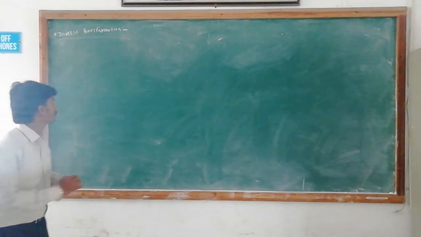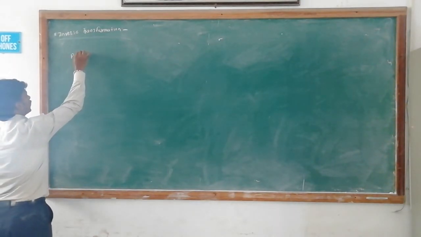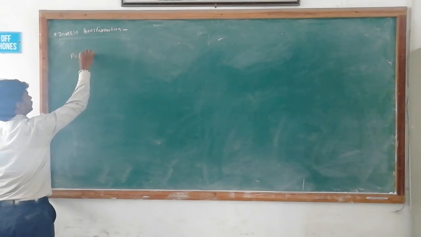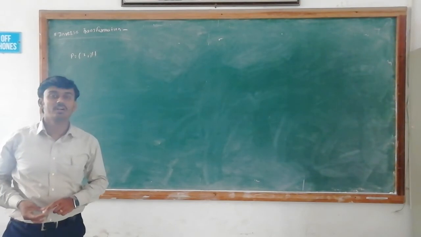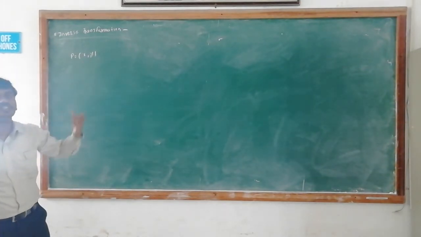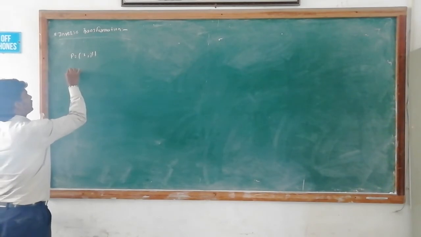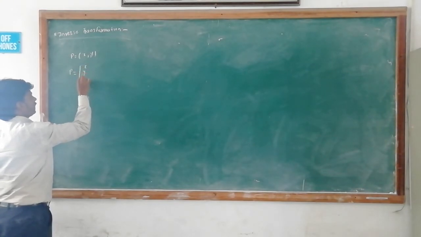So what is the inverse transformation and what is the need of inverse transformation? Suppose P is a point and it has a coordinate x, y. P is any point which has coordinates x and y. We can write its coordinate in a homogeneous coordinate system, like x, y and 1.